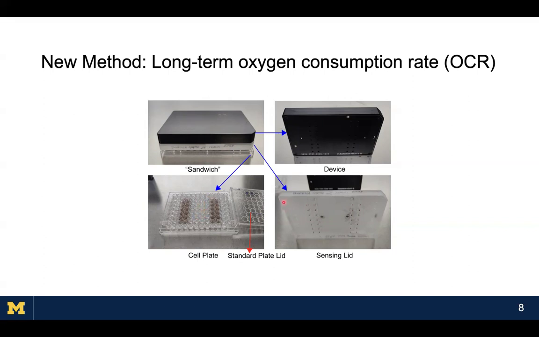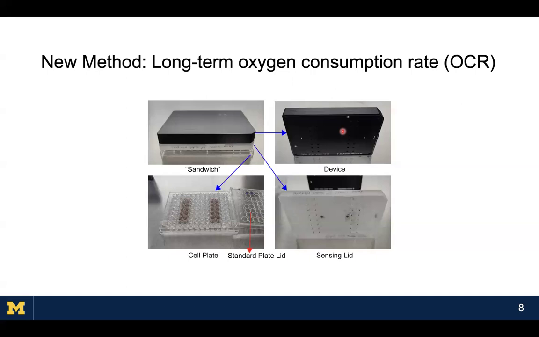And the sensing lid that sits on top of the cells has these oxygen probes that measure oxygen throughout the media column above the cells. Using the device that sits above the sensing lid, it has these automated screws that control the height of the sensing lid to measure oxygen at the top and bottom of the media column. And the gradient of oxygen throughout the media column is how it calculates OCAR.